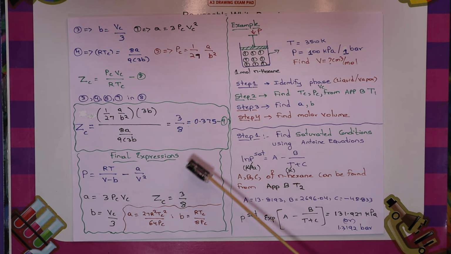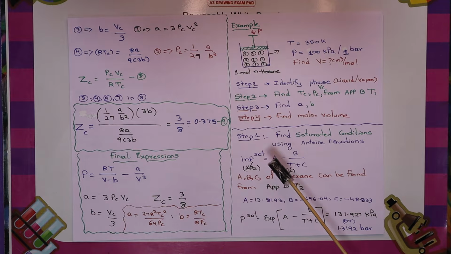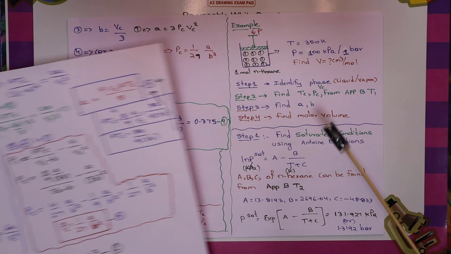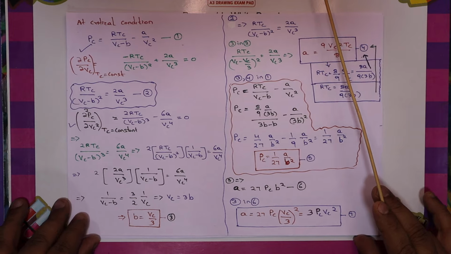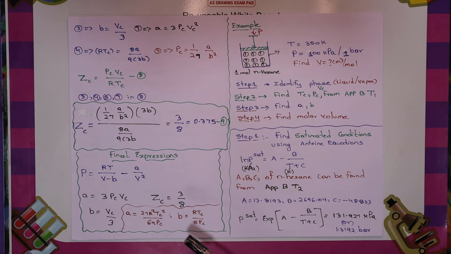Let us move forward. So I know a equal to 3 times Pc Vc², Zc equal to 3 by 8, and b equal to Vc by 3. Also, a equal to 27 R² Tc² by 64 Pc, and b is R Tc by 8 Pc, because there are different expressions. It is already given here; using these mathematical operations, you can get the information on how this equation has turned up.